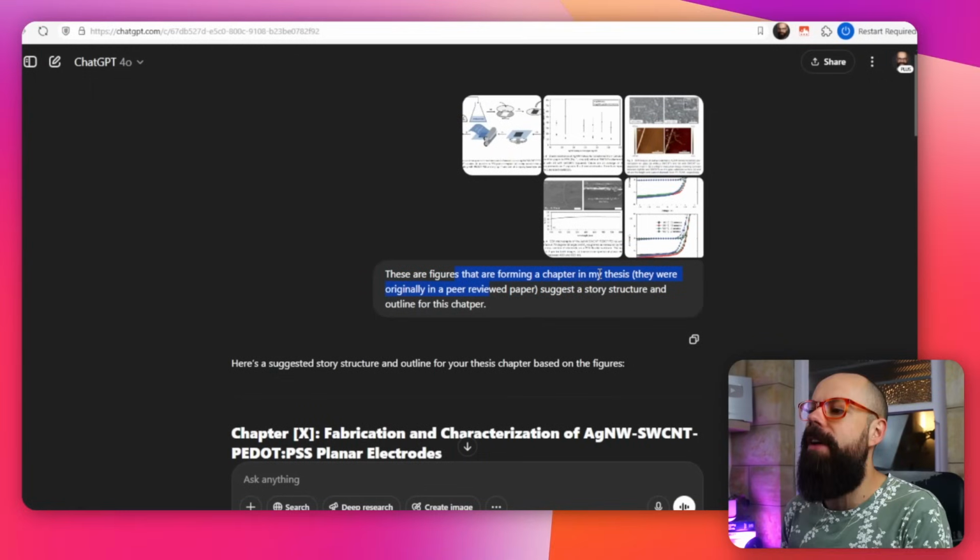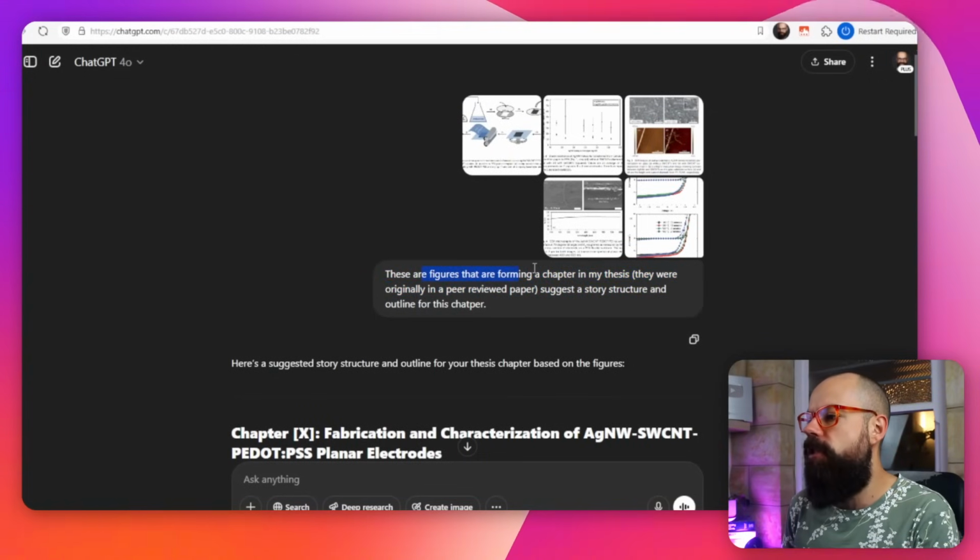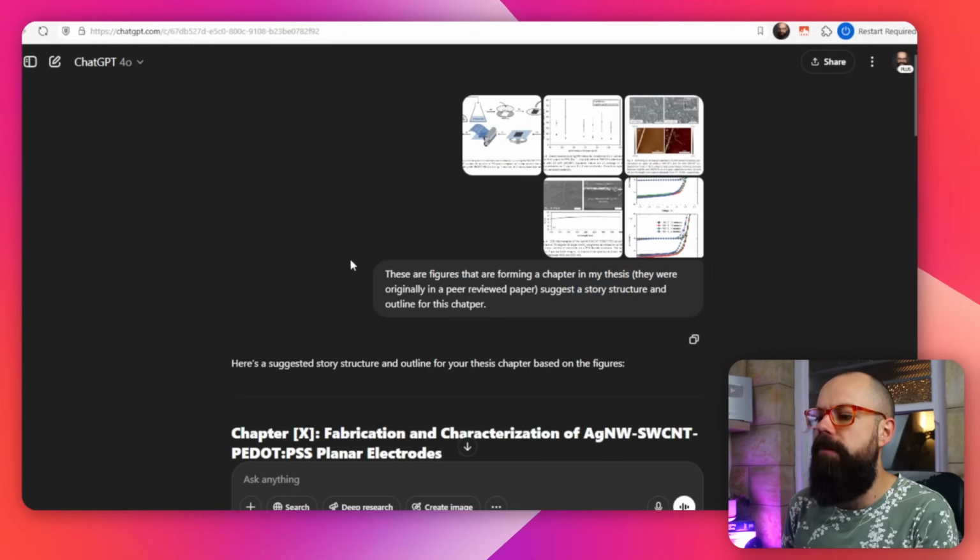All right then. So here we have the 5 figures I've uploaded, and I've just said these figures are forming a chapter in my thesis. Suggest a story structure and an outline for this chapter. So what you need to be doing is make sure that you can create a nice research story with your figures. You need to be able to say to someone, my research tells me this, which means this, which means this, and therefore that's important for these reasons. If you can say that basic story to someone, easy peasy. So, I like saying peasy today, don't I?